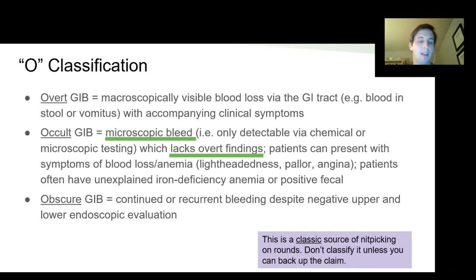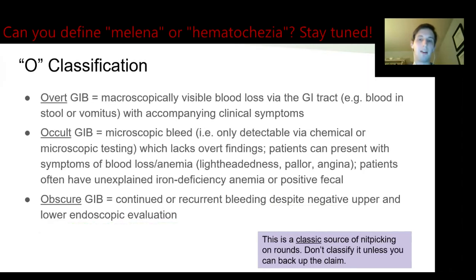And then an obscure GI bleed is similar to an overt bleed, but you can't find the source. So it's like a technical definition for a GI bleed that is known, but on endoscopic evaluation, you do not see it on upper or lower, but they're continuing to have signs and symptoms of melena or hematochezia, and additional steps need to be taken in order to find the underlying source.